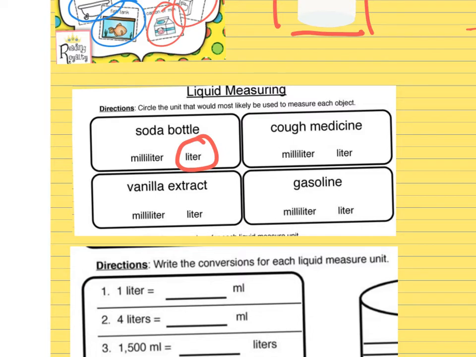Now, the second object. What unit, milliliter or liter, will you use for a cough medicine? If it's a bottle of medicine, obviously, we are going to use milliliters. How about object number 3, a vanilla extract bottle, just like the one your mom used to cook? In this case, again, milliliters.